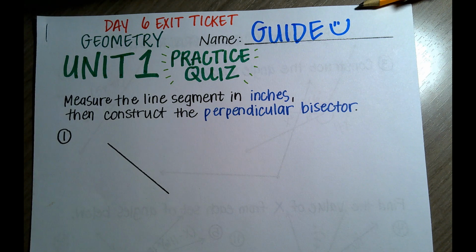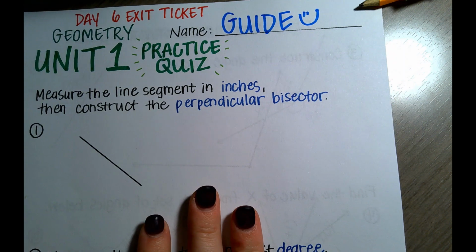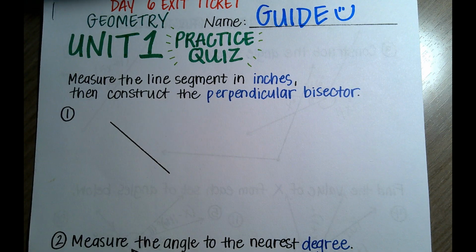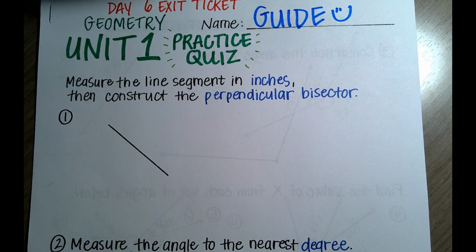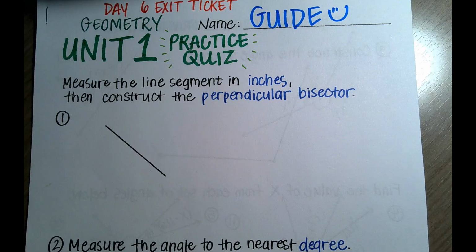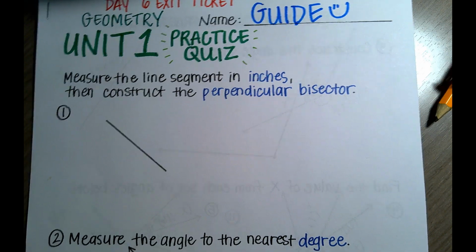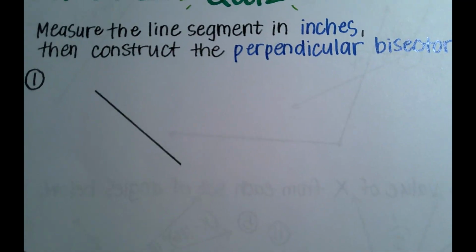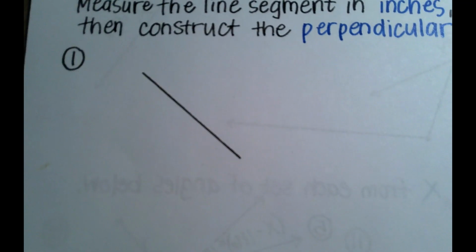Okay, so the first number here, number 1, it says measure the line segment in inches, then construct the perpendicular bisector. So there's 2 steps. Make sure you're reading the directions on each question so you don't just do one part. So we're going to measure with our ruler first. I'll zoom in real close.